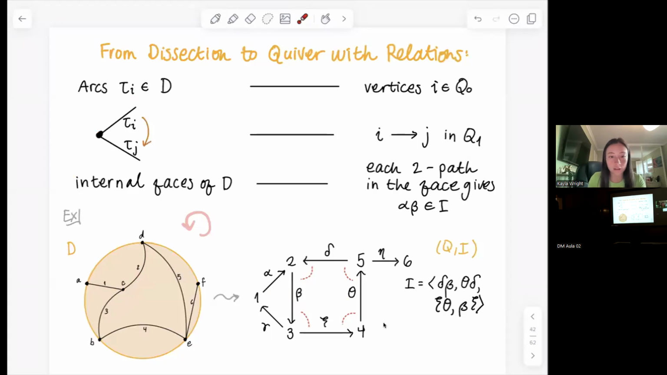So the only relations that we get have to come from the faces that only use the arcs of the dissection. And what we do is we just take all of the two paths there. So for example, since we're looking at this big face here, I want the concatenation of 2 and 3 to be 0 in the quotient. So that's giving the relation that when I do delta beta, that needs to go to 0 in the quotient, etc. So you can think about the angles of the internal face giving you the relations.